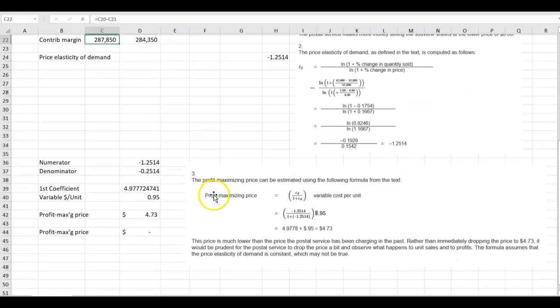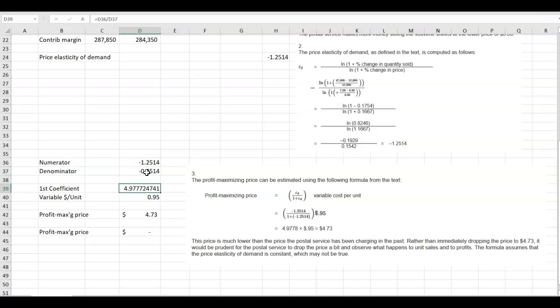Okay, then the next question they ask is, what's the profit maximizing price? We can calculate that using what we know. And the profit maximizing price is equal to the price elasticity of demand divided by 1 plus the price elasticity of demand, times the variable cost per unit. All right, so the numerator is negative 1.2514. That's our price elasticity of demand. The denominator is 1 plus that.